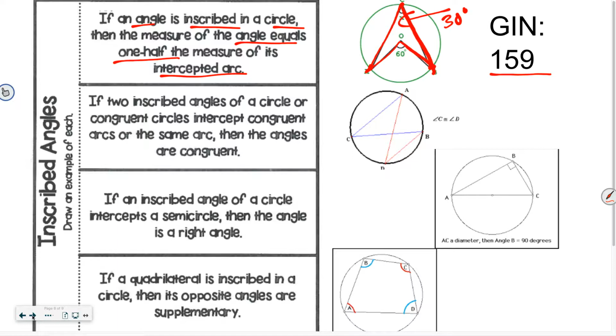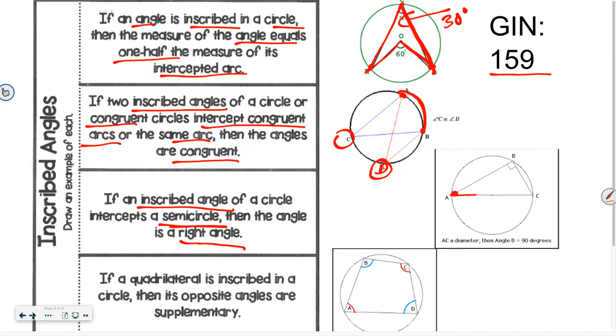Then the next one says if two inscribed angles of a circle or congruent circles intersect congruent arcs, or the same arc, they are congruent. So notice from here to here that both this angle C and that angle D intersect the same arc. So that means whatever the measure of arc AB is, the angle is going to be the same for both of them. And the next one says an inscribed angle, if it's a semicircle, then it's a right angle.